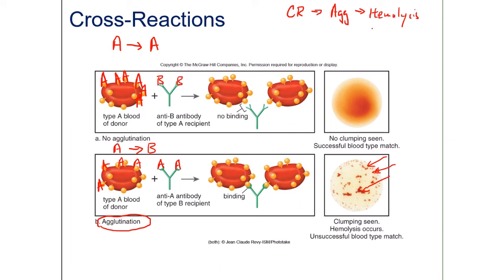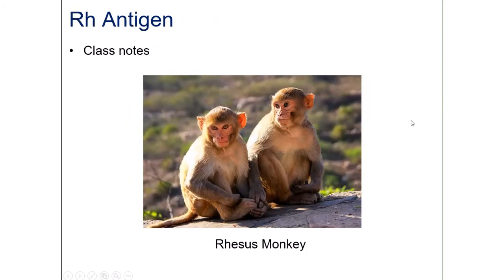So if this problem is not realized soon enough, if you transfuse a couple bags of incompatible blood, it's possible to kill the person, and of course we do not want that. Okay, so that's what cross reaction means. So that is basically everything we need to know for the ABO system.